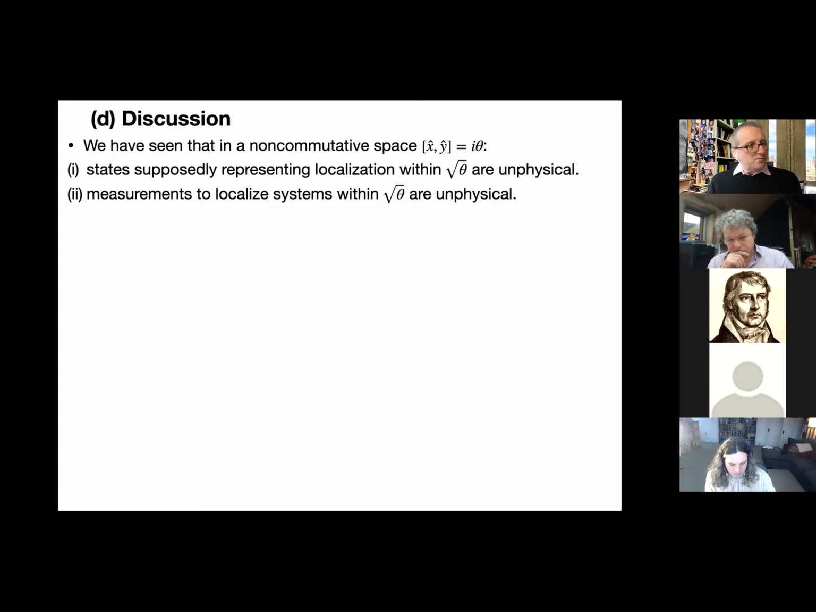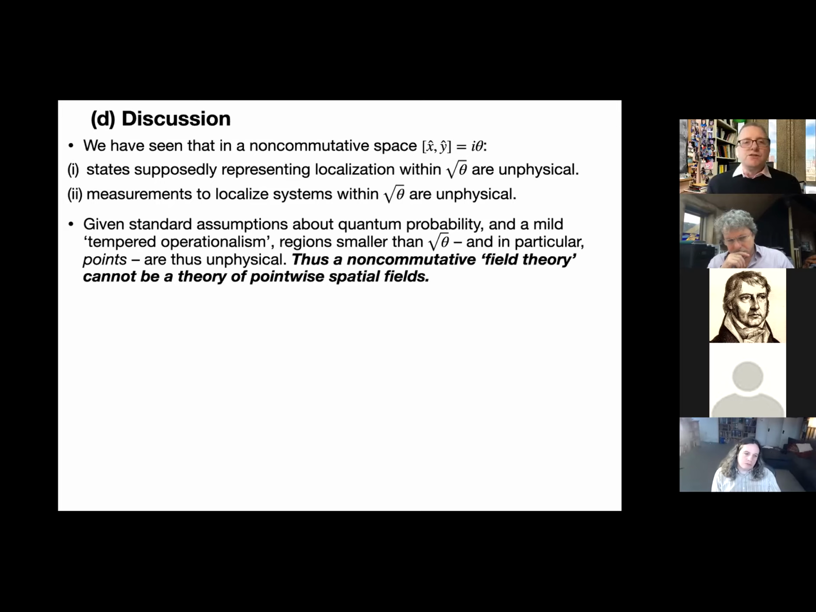So what we conclude from this is, given some standard assumptions about quantum probability, namely what things actually represent probabilities in quantum mechanics, and a mild, tempered operationalism. Let me talk about that for a moment. We're not suggesting an operationalism where a physical quantity has to be defined by the operations that measure it. Thinking of philosophy of physics, I remember Rom Harré trying to beat that attractive idea out of me long ago.